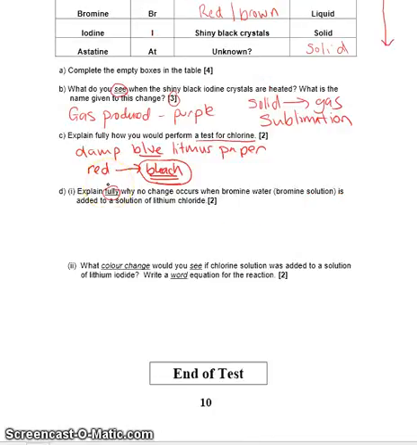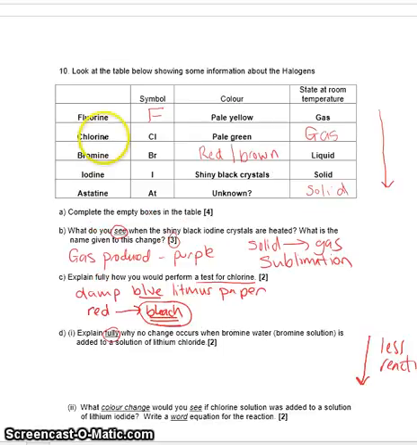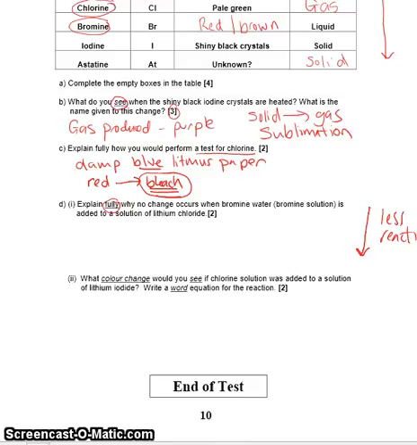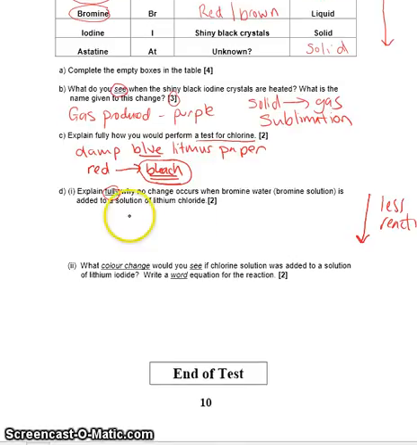Okay, question D, part 1, explain fully. Again, that word fully, so making sure you give lots of detail. Why no change occurs when bromine solution or bromine water is added to a solution of lithium chloride. Well, this is all down to the reactivity in this group. And if you remember, as you descend group 7, they become less reactive. If you remind yourself, up at the top, you can see here that bromine is actually below chlorine, so it's going to be less reactive than chlorine, and therefore it can't displace it from its compound. It can't take the place of the chlorine.